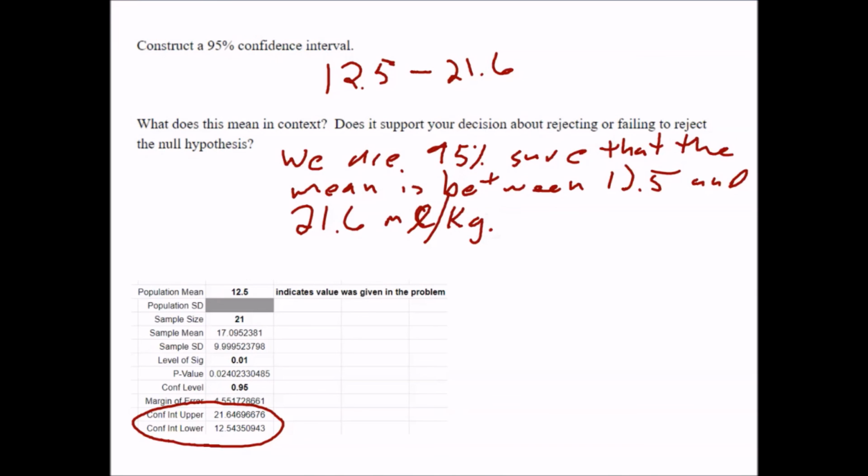And does this support our failing to reject the null hypothesis? Well, our null hypothesis says that it was equal to 12.5, and 12.5 is the lower end of this interval, but that's part of the interval. So it kind of does jive with that, or it agrees with our not getting rid of 12.5 as a possible mean. We're 95% sure of that.